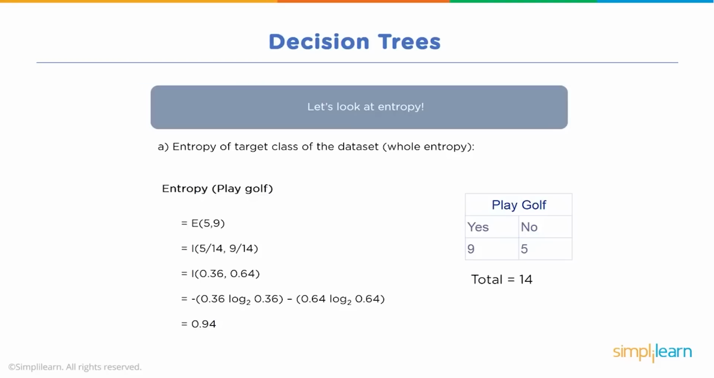And when you do the whole equation, you get minus 0.36 log base 2 of 0.36 minus 0.64 log base 2 of 0.64. And we get a set value. We get 0.94. So we now have a full entropy value for the whole set of data that we're working with. And we want to make that entropy go down.